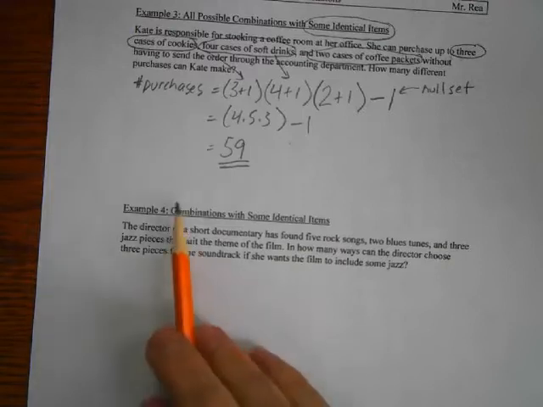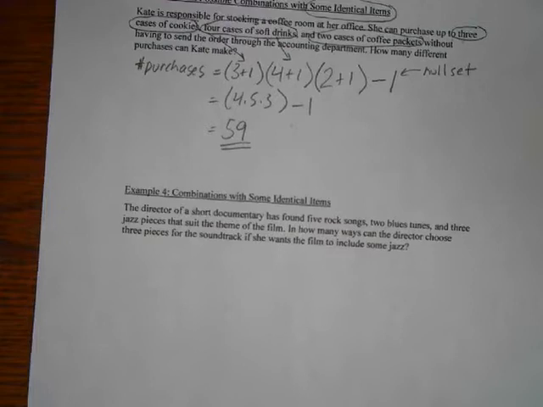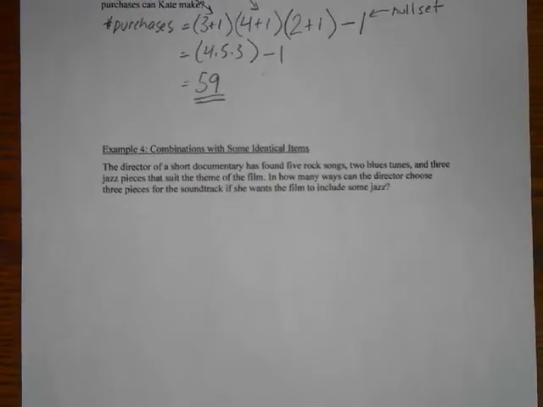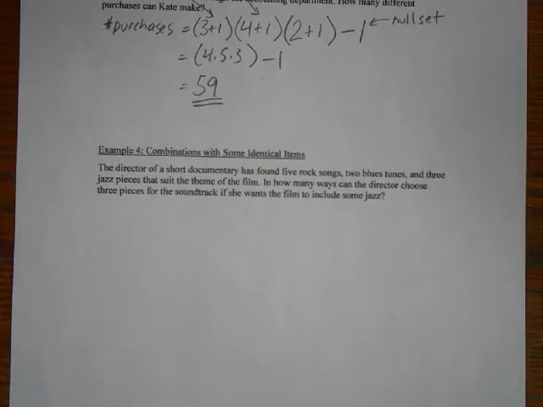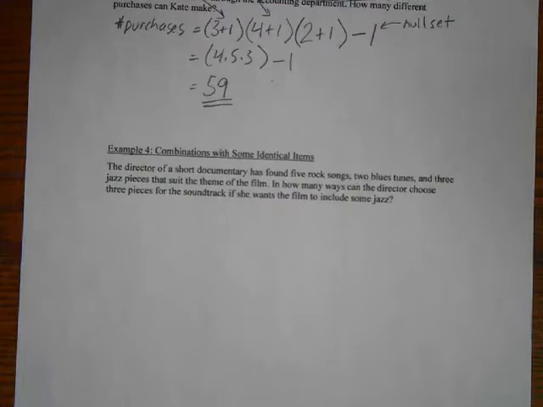Okay, this last one, combinations with some identical items, and we're going to actually do 2 different methods for this. The director of a short documentary has found 5 rock songs, 2 blues tunes, 3 jazz pieces that suit the theme of the film. In how many ways can the director choose 3 pieces for the soundtrack if she wants the film to include some jazz?